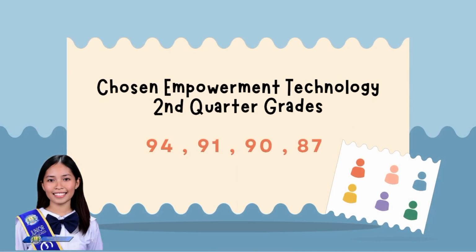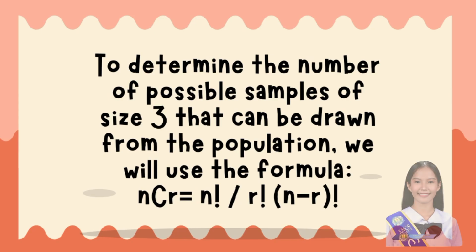The 4 grades of our 4 group members in Empowerment Technologies in second quarter are Shani got 94, Chloe got 91, Avril got 90, and Dixie got 87. First, we will determine the number of possible samples of size 3 that can be drawn from the population. We will use the formula nCr equals n factorial over r factorial multiplied by n minus r factorial.